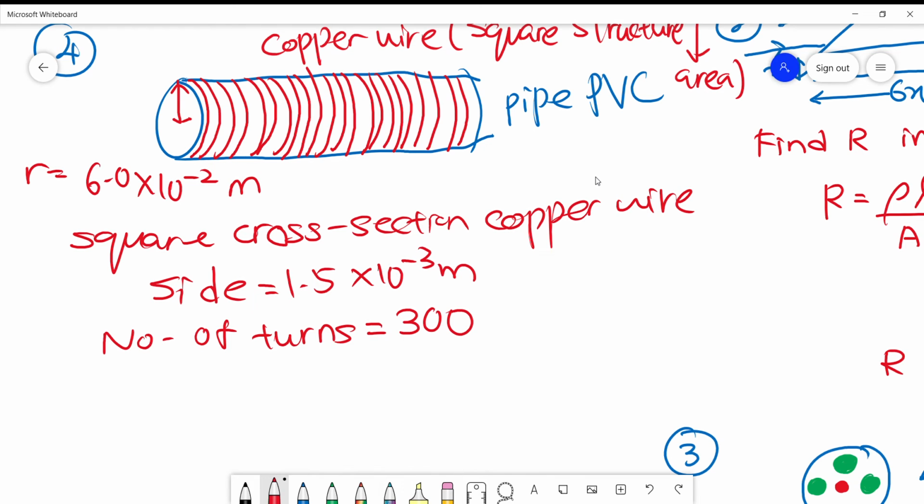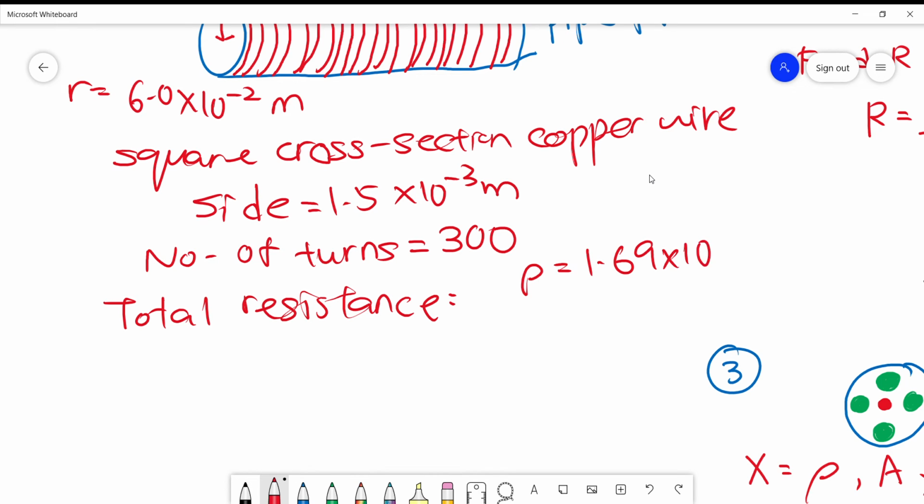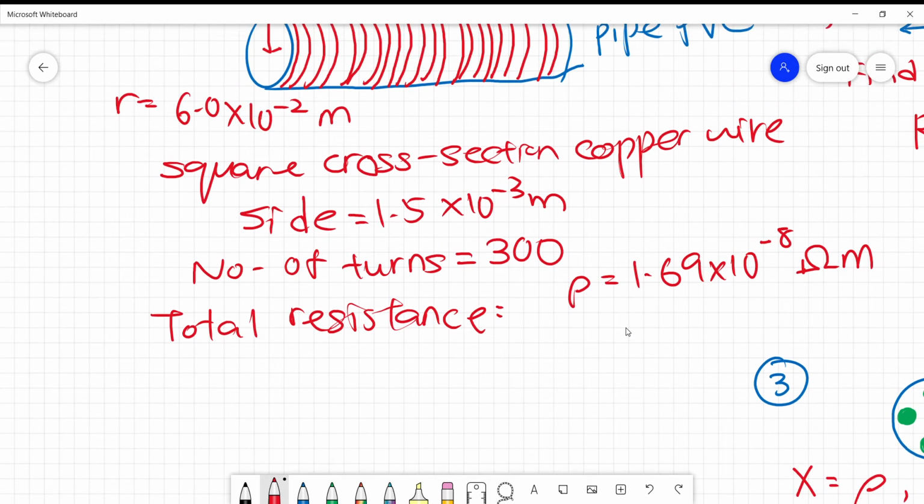So the question is, find the total resistance of the hollow copper cylinder. The question is asking for the total resistance. To be noted, the resistivity is 1.69 times 10 to the power of negative 8 ohm meter.